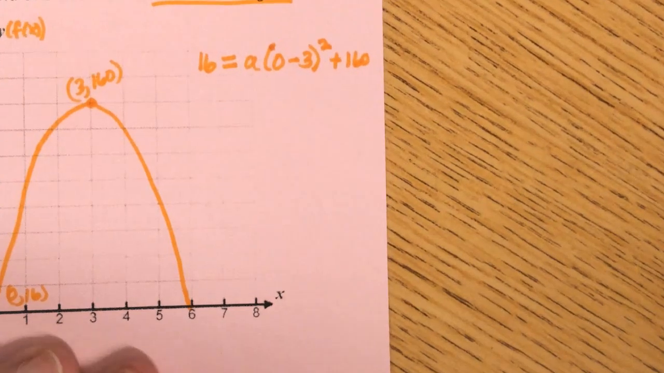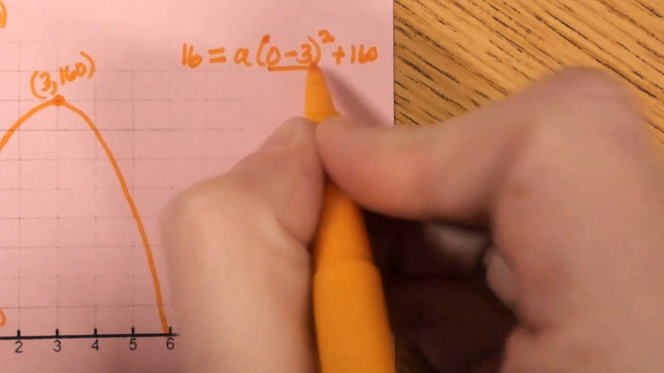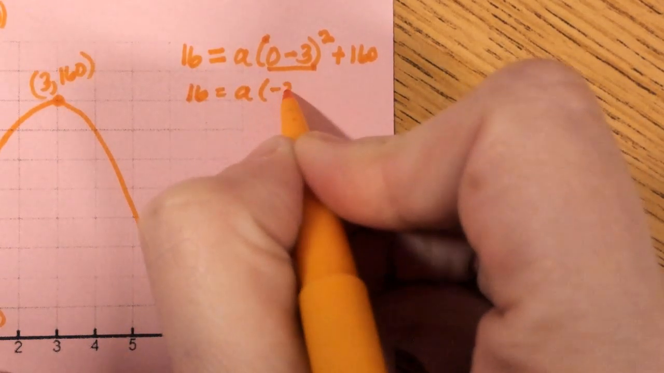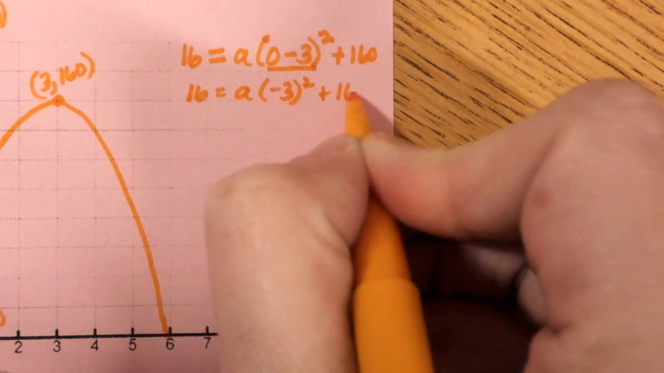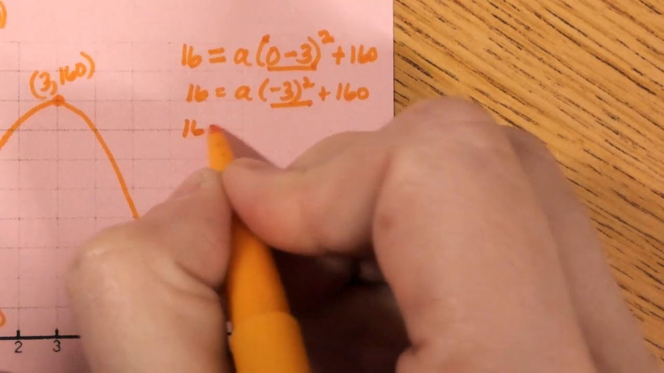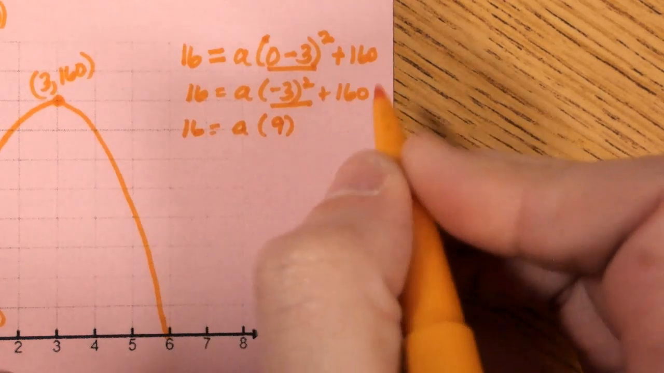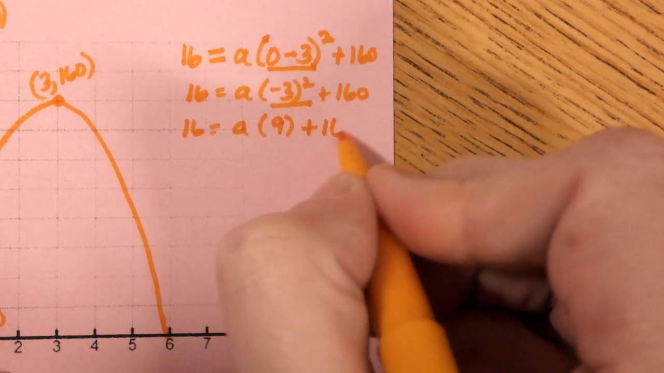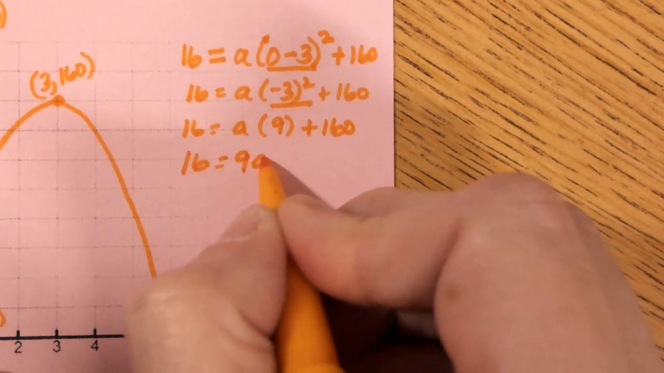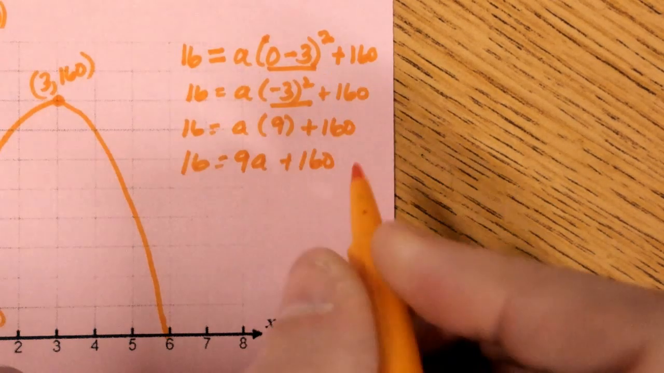Now we're going to simplify using our PEMDAS rules. I start in the parentheses: 16 equals a times negative 3 squared plus 160. Now I have to figure out what negative 3 squared is. 16 equals a times 9, because remember, negative 3 times negative 3 is positive 9, plus 160. Well, I don't like the way that's written, so I'm going to fix it: 16 equals 9a plus 160. Our coefficient always goes in front of our variable.